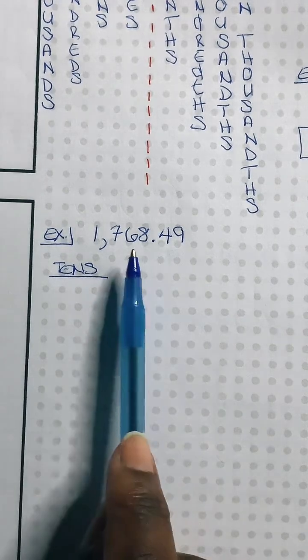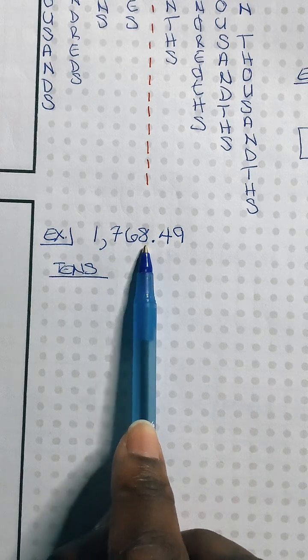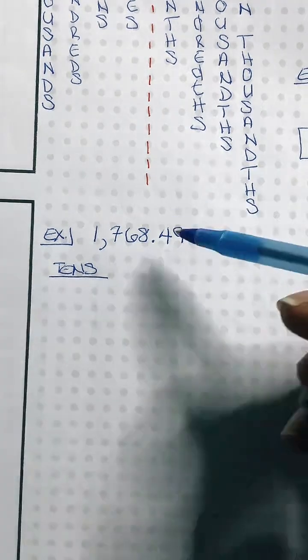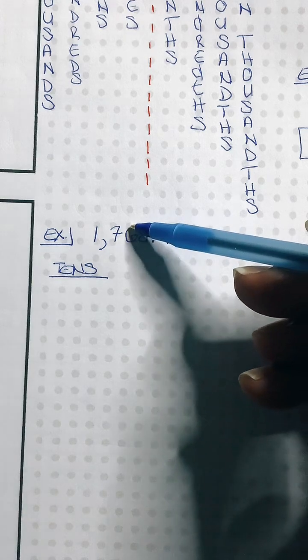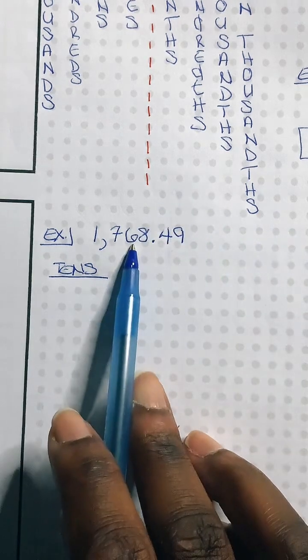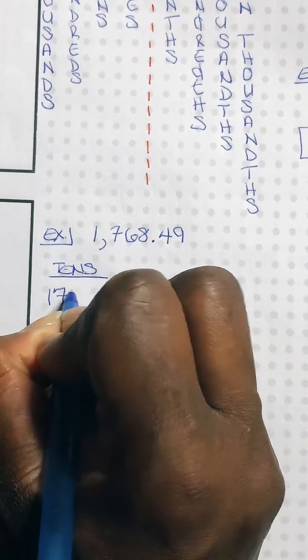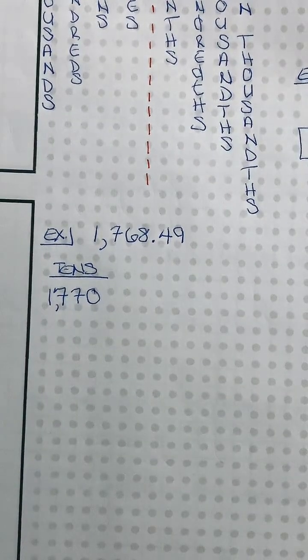Okay, so if we're looking at the tens, we want to round to the tens, so that means we need to look at the one spot. So my one spot is an 8. So that means 8 is 5 and above. So I'm going to add 1 to the 6. So that gives me 1,770. Okay, I'm lost. Oh, wait. I rounded to the tenths.